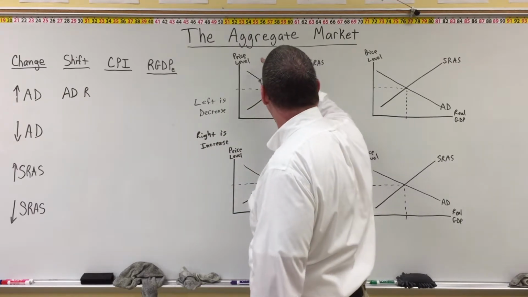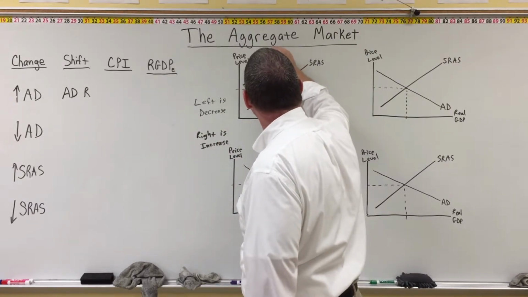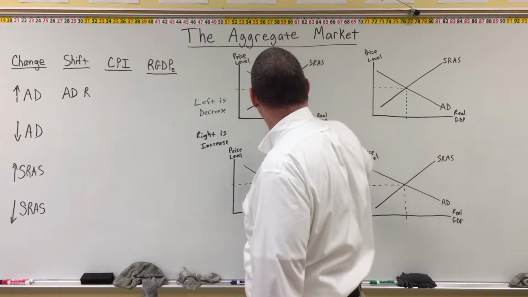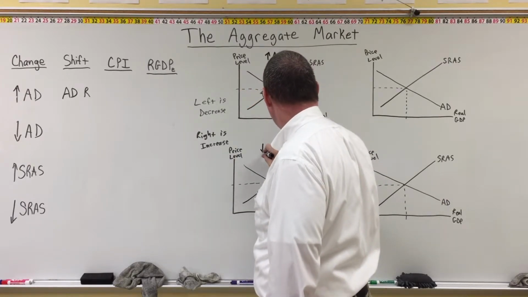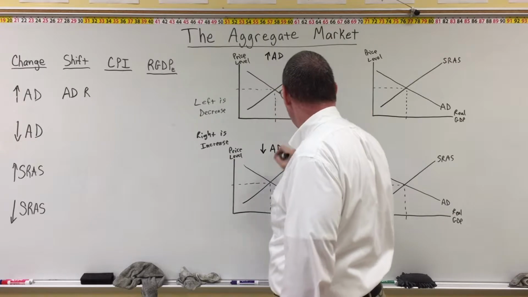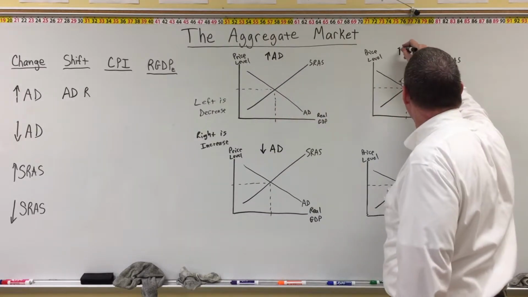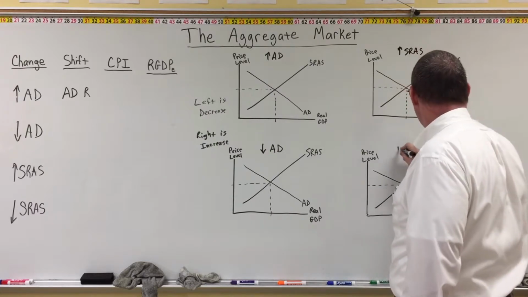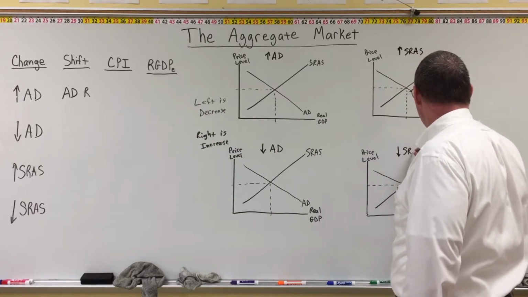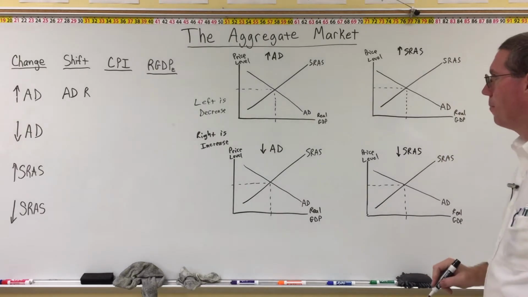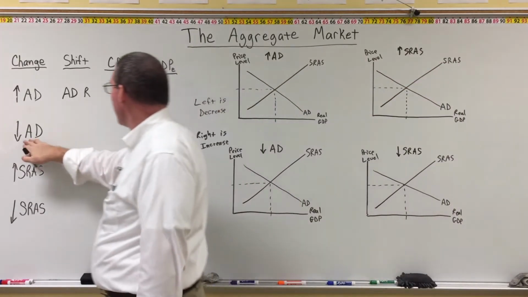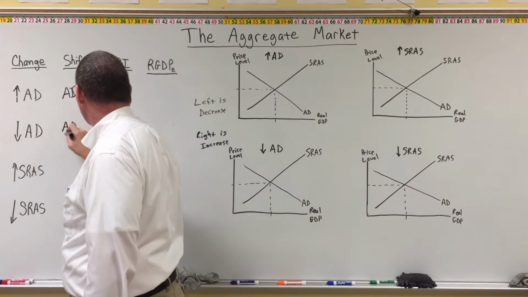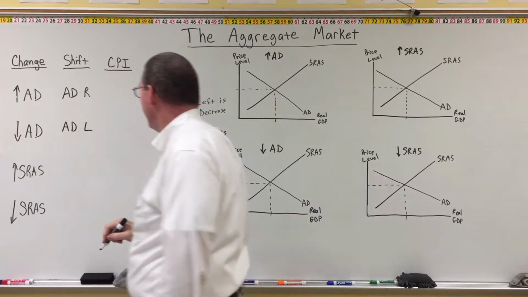And so here's what I'm going to do. I'm going to mark these. This one is going to be an increase in aggregate demand. This one is going to be a decrease in aggregate demand. This one is going to be an increase in short-run aggregate supply, and this one is going to be a decrease in short-run aggregate supply. Okay? So a decrease in aggregate demand would be the aggregate demand curve shifting to the left.